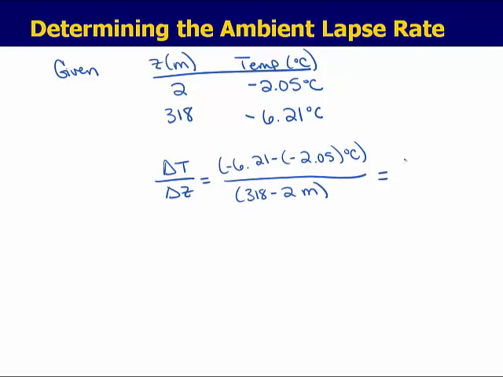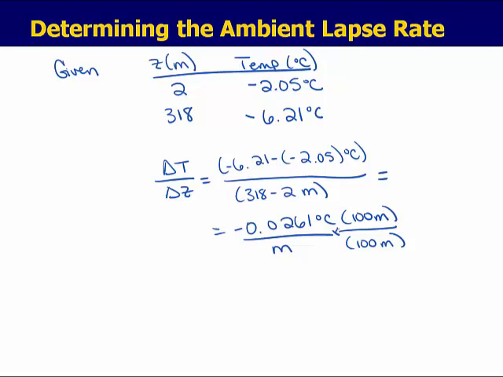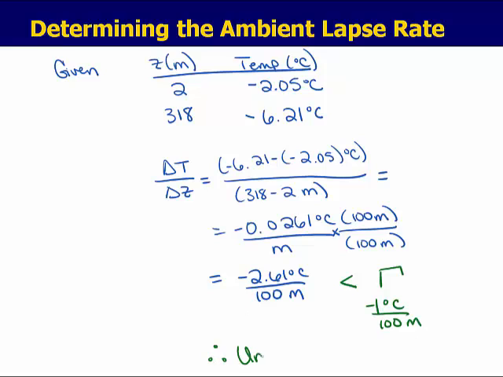And that yields a number of negative 0.0261 degrees Celsius per meter. We'll multiply the numerator and the denominator by 100 meters in order to get to our desired unit of negative 2.61 degrees Celsius per 100 meters. This condition is less than the dry adiabatic condition of negative 1 degree Celsius per 100 meters. So therefore, we would say that this condition is unstable.